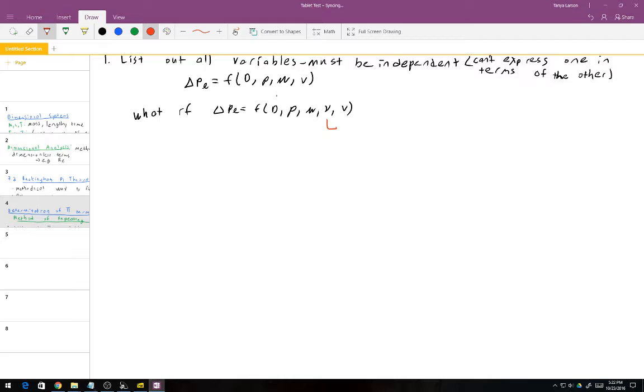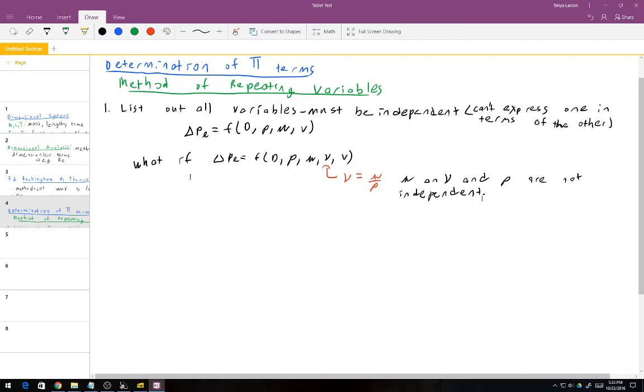That would not work because nu can be expressed as mu over rho. So these are not independent. Mu, nu, and rho are not independent because they can be expressed in terms of the other. So therefore we cannot use these as a system of variables for our pi theory.